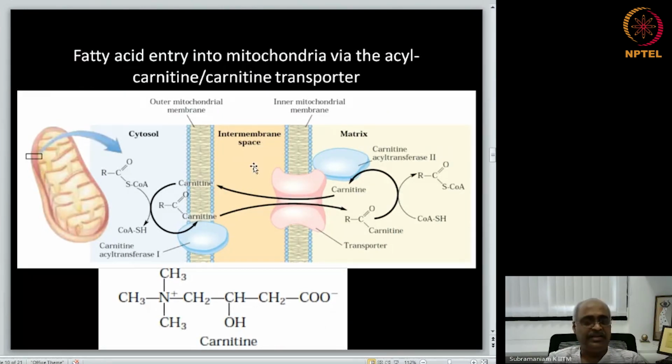So what is the carnitine cycle? This is the carnitine molecule: a trimethyl ammonium group attached to a 4-carbon group. It's basically hydroxy, so this is alpha, this will be beta-hydroxybutyrate actually, and then you have the trimethyl group. This carnitine is a key molecule. There are 3 steps as part of this.